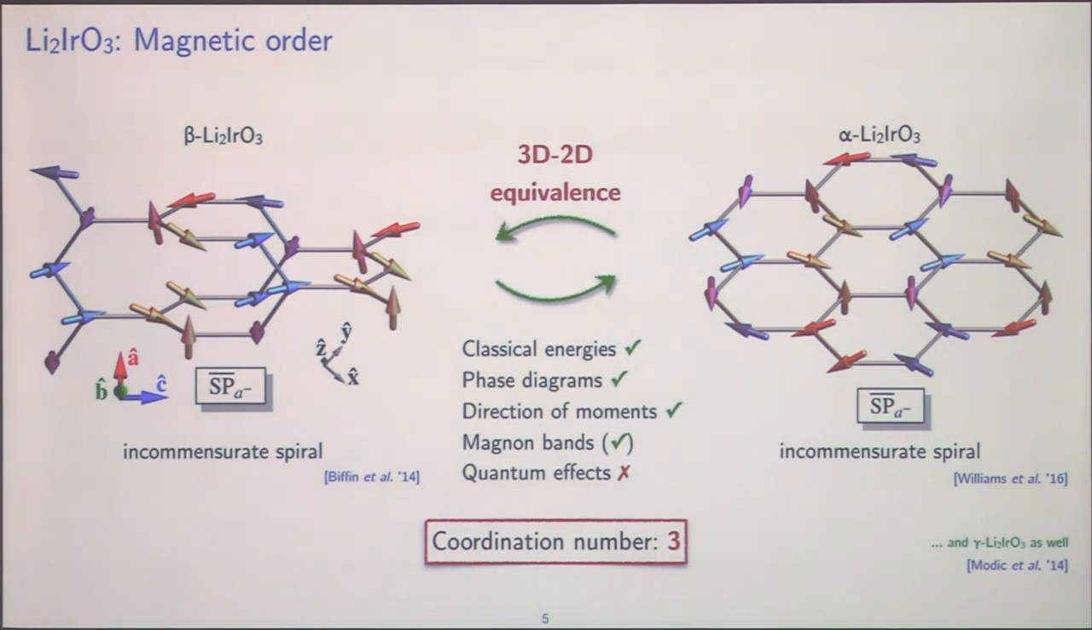And if considered with the same parameter set, one can show that the states that are connected to each other via this 3D-2D equivalence have exactly the same classical energy. And that leads to exactly the same classical phase diagrams. Also in the classical limit, some observable quantities are the same, such as, for example, the direction of the moments in these two systems. And even magnon bands, so excitations in linear spin wave theory, at least when projected to some two-dimensional space, are the same. Of course, in the three-dimensional system, the Brillouin zone is larger, it has a third direction. And therefore only in this projected way are the magnon bands the same.